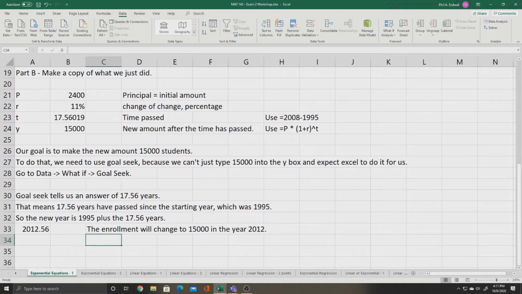So we have the answer to B now, because we know in year 2012 we'll get the correct enrollment. The Y says 15,000, the time says 17.56. All we have to do at that point, once we have it, is add it back to the 1995, which was where the problem started.